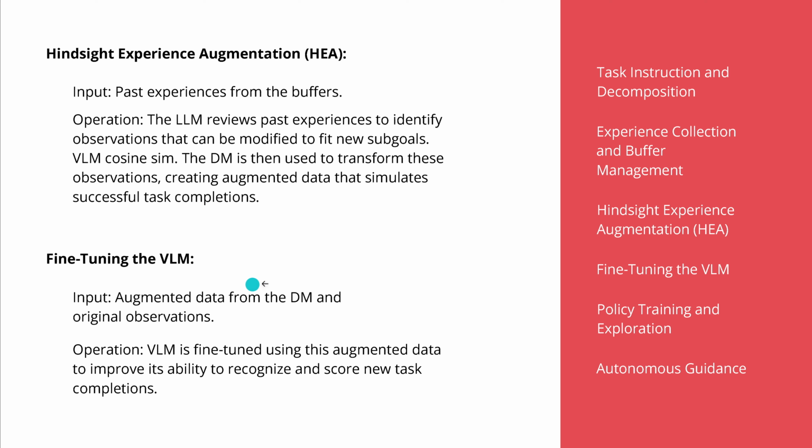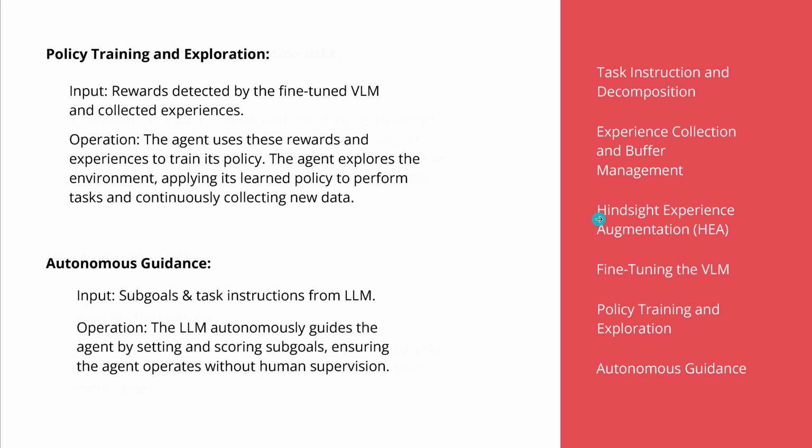So the input is augmented data from the diffusion model and the original observation, and then the VLM is fine-tuned using this augmented data. So we understand we are now training our VLM on a virtual kitchen environment, a theoretical kitchen environment, to improve its ability to recognize and score new task completion, a new reward function. Remember, we're in reinforcement learning. And then you see 2 are left. So let's have a look.